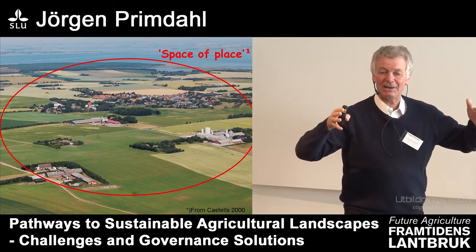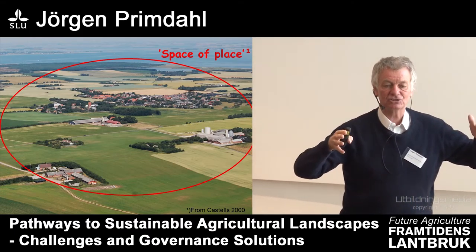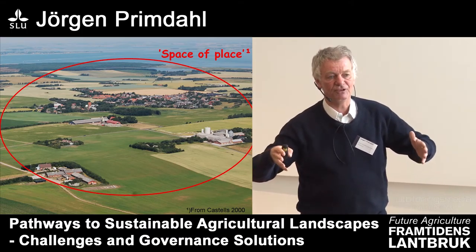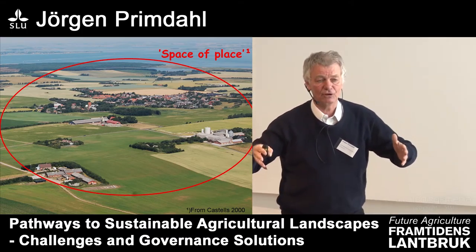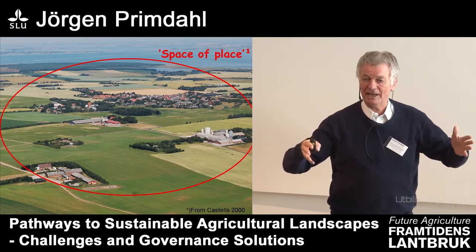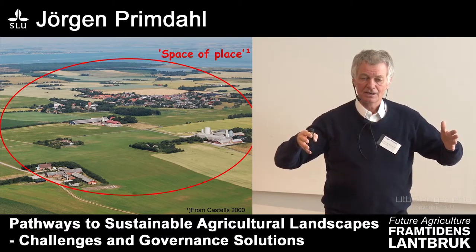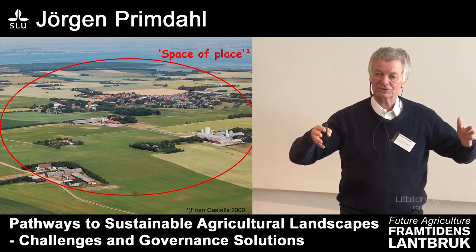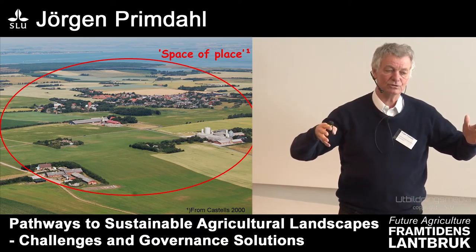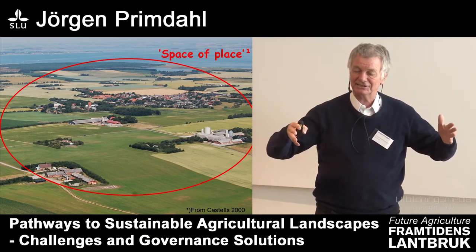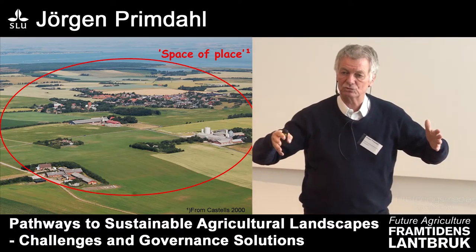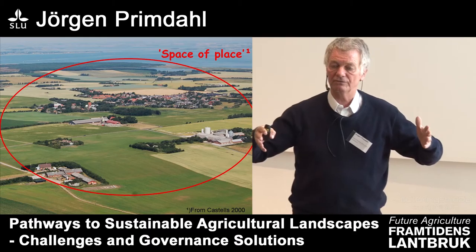You may have a landscape where the links to the space of flows is extremely efficient, very well functioning, but there's no space of place. Then it may be quite unsustainable. It may not have a great future as an agricultural landscape, because no one or very few wants to live there. Only the ones who are forced to may want to live there.